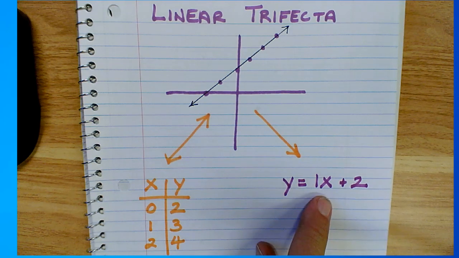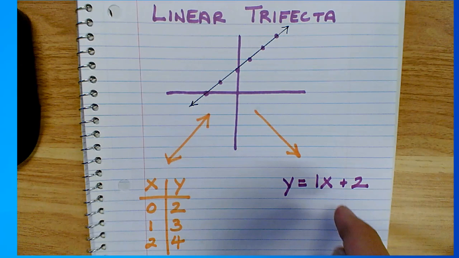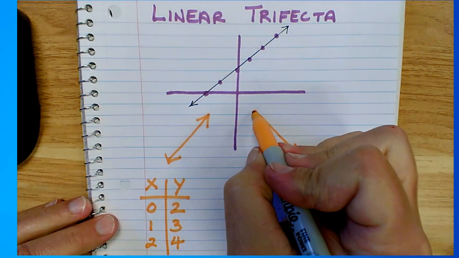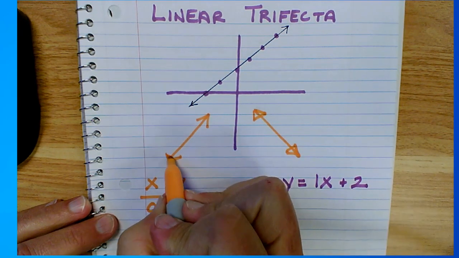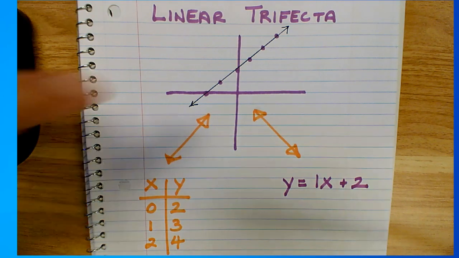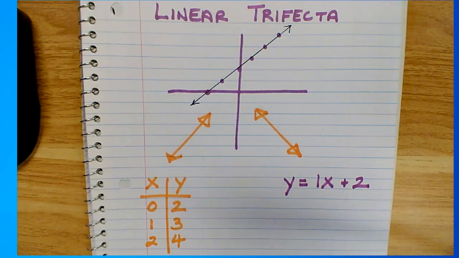And if I was to graph this, well, I'd start at 2 and I'd go up 1 over 1, up 1 over 1, up 1 over 1. Oh, so the equation can become the graph. Goes in both directions, doesn't it? So the graph can become the table. The table can become the graph. The graph can become an equation. The equation can become a graph.